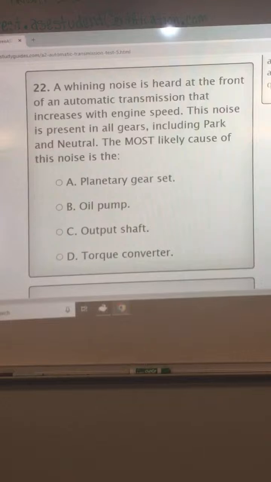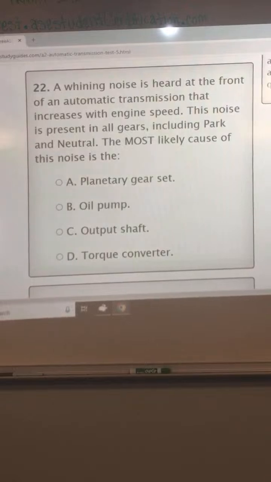A whining noise at the front of an automatic transmission increases with engine speed. I know that's the answer because that happened to my uncle's car. He has an old one. This noise is present in all gears, including park and neutral. What's most likely causing that problem? It's not the oil pump. We got a man in the front row that says it's the torque converter.